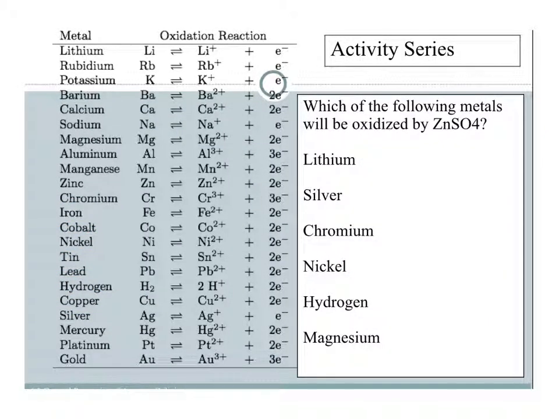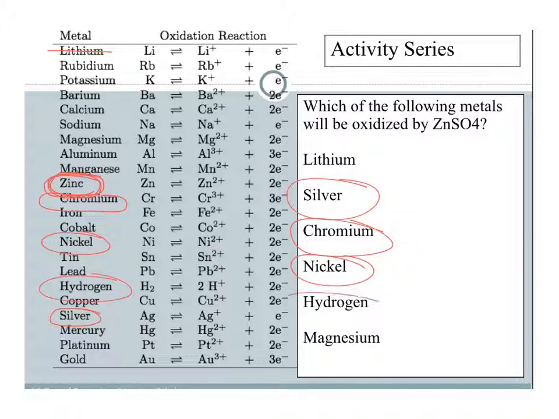Okay, which of the following metals will be oxidized by zinc? So here's zinc. So whatever zinc is oxidizing, it has to be above it. So lithium is below, zinc is below lithium, so no. Silver, zinc is above silver, so yes. Chromium, yes. Nickel, yes. Hydrogen, yes. Magnesium, no.